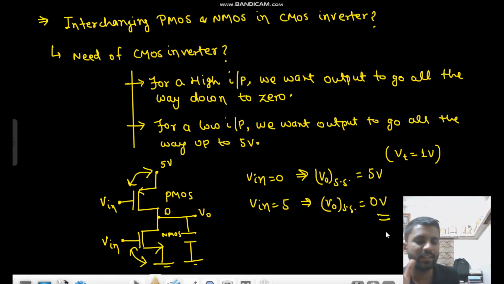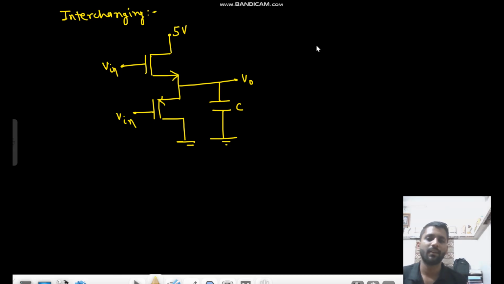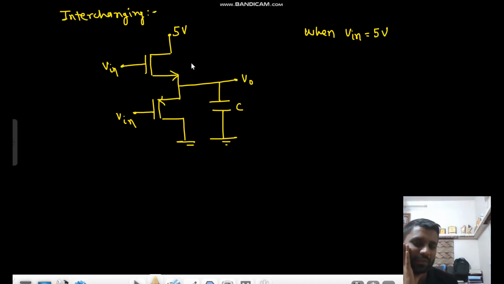So here in this case, in this CMOS inverter, for a high input your output is going all the way down to 0, and for a low input your output is going all the way up to 5 volt, right? Now what happens is that we are interchanging it. Now when V in is equal to 0 volt, at 0 volt it won't be on, so we will see from V in equal to 5 volt. When V in equals 5 volt, your NMOS will be on and your PMOS will be off.